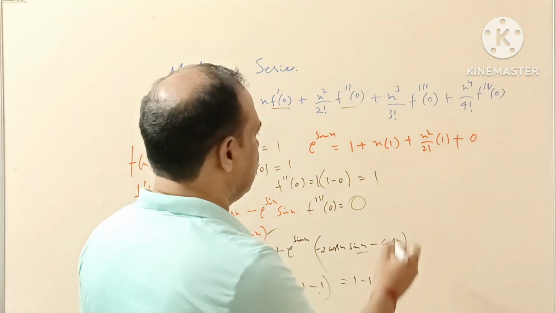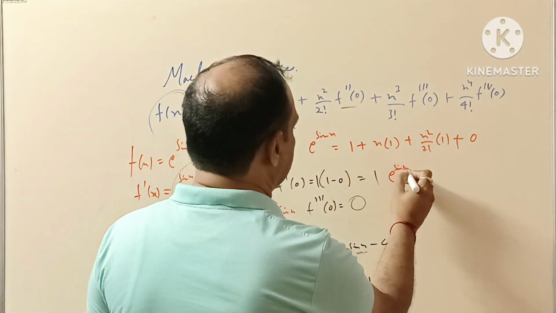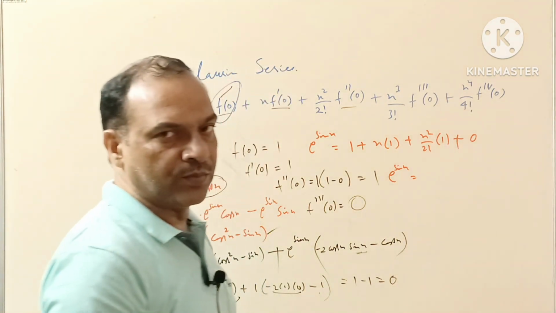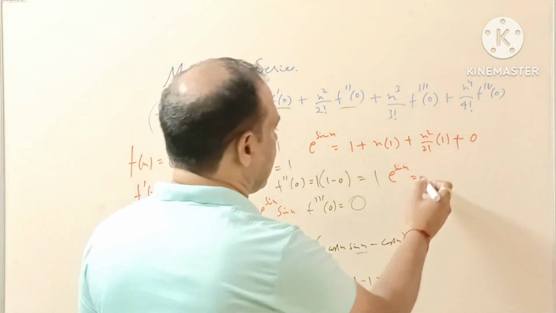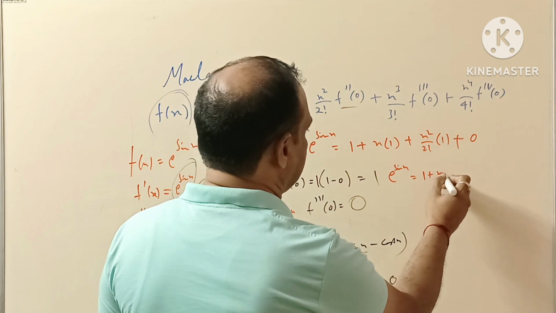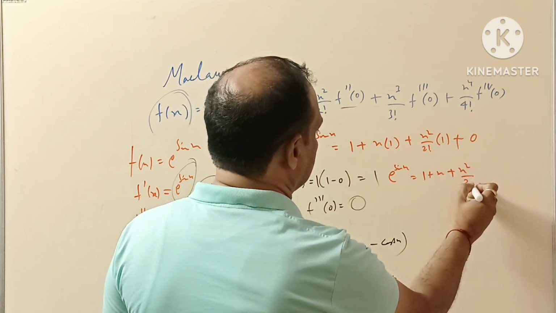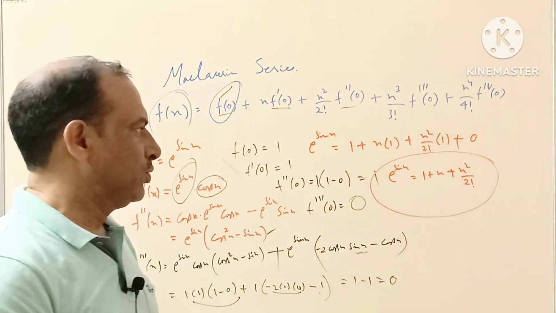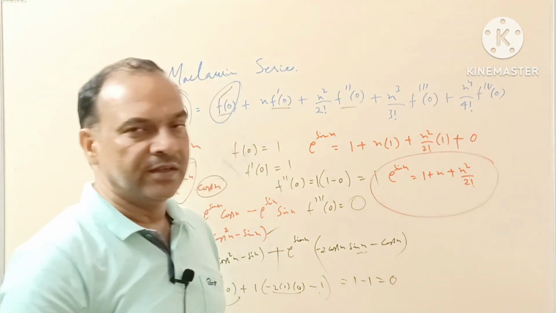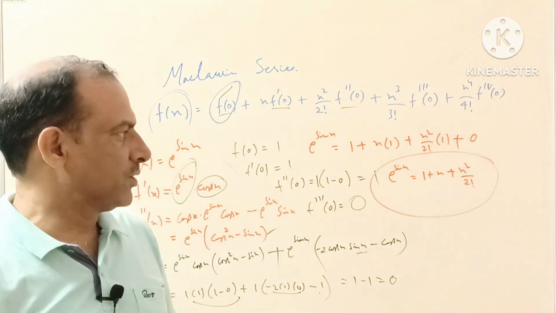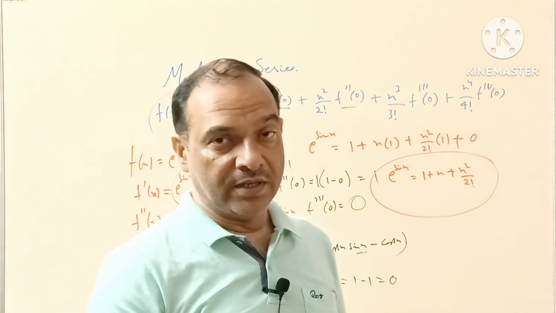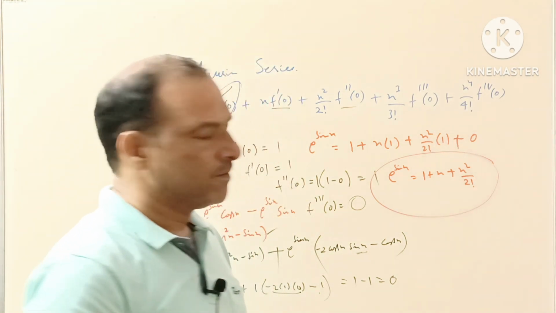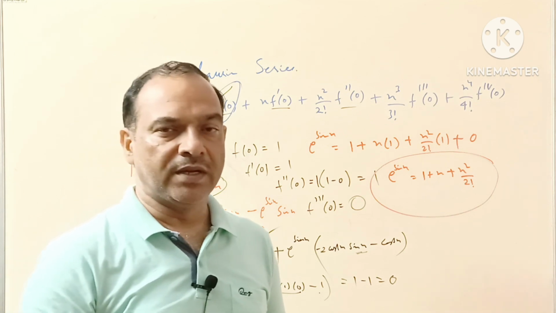Now what I can say here, that for e raised to power sine x, when I go with the help of Maclaurin series and convert it into a polynomial, I will be having e raised to power sine x is equal to 1 plus x square over 2 factorial. Okay? If you draw the graph of both the functions, that is e raised to power sine x as well as 1 plus x square over 2 factorial, the graph will overlap at some point to an extent. Okay? This is the part of Maclaurin series.